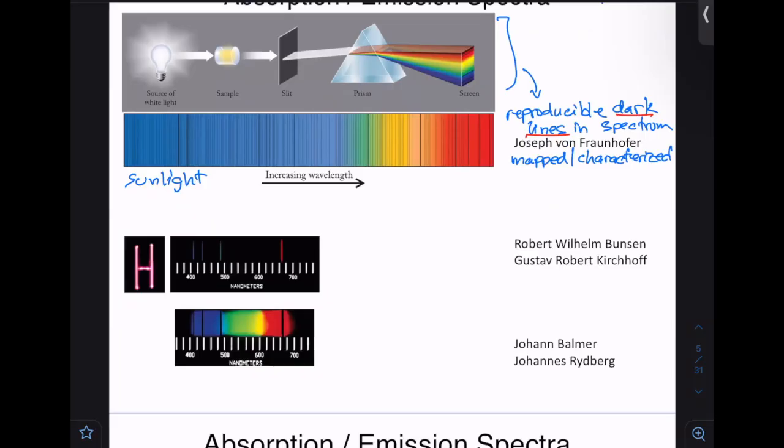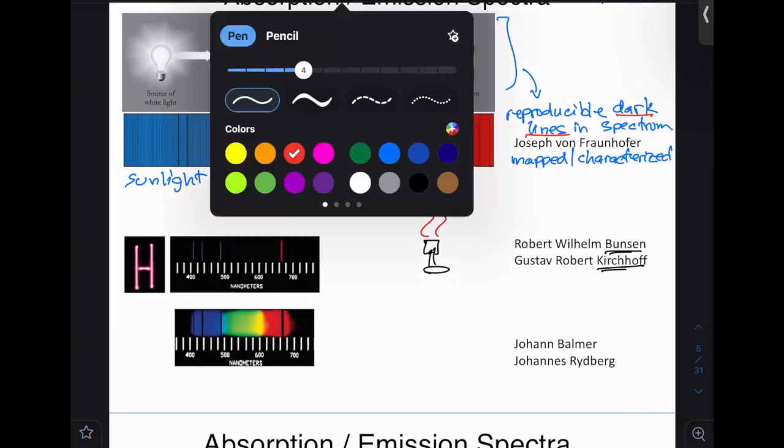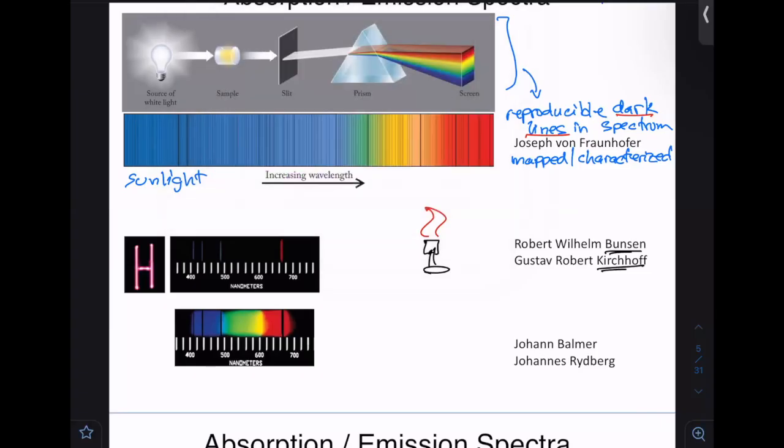If we take, instead of sunlight, the light that comes from burning hydrogen gas, this is what was done by Bunsen and Kirchhoff. Many of you might recognize the name Bunsen, as in the Bunsen burners that you've been using in lab. It's the same person. So they took their Bunsen burner. Let's draw a little picture of a Bunsen burner here. And instead of generating sunlight, we're going to generate light from a hydrogen flame. So we're going to take some hydrogen gas here.